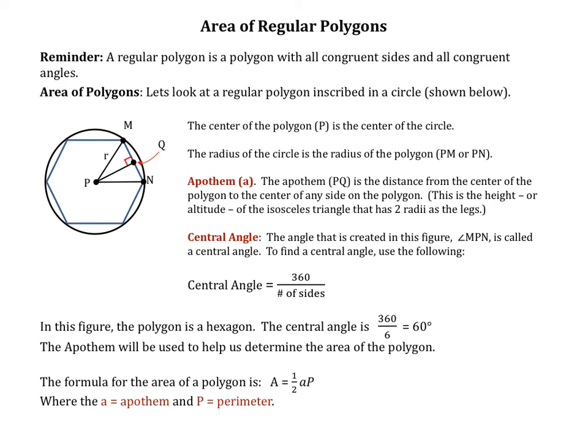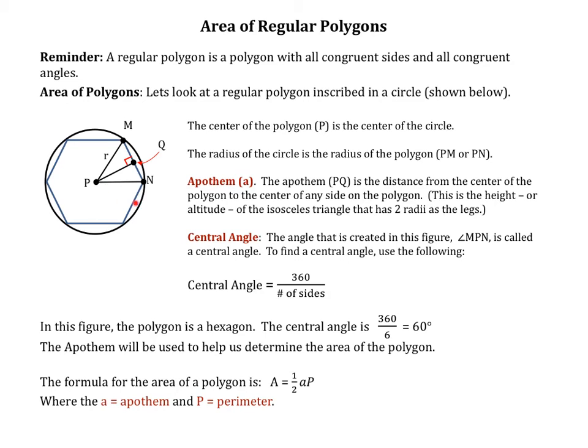And then the radius of my circle is here. So like PM or PN, both of those have length R. They're both a radius because they go from the center of the circle and the polygon to the edge of the circle. Now here we have a new word, apothem. So the apothem, so that's this here, PQ. The apothem is the distance from the center of the polygon to the center of any side of the polygon.